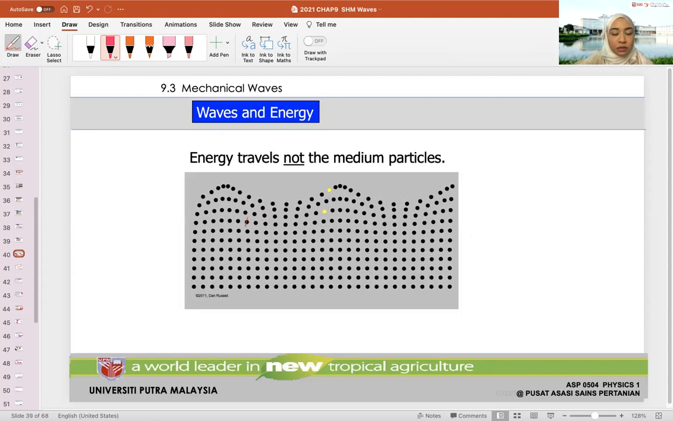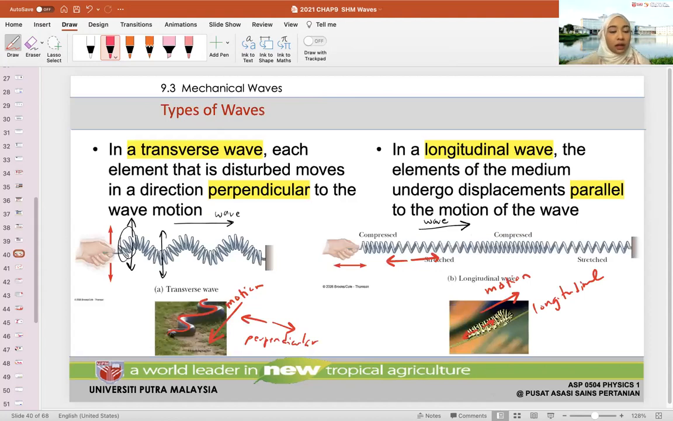If the particle is moving up and down, it is a transverse wave because the particle motion is perpendicular to the wave motion. And for a longitudinal wave, the particles go left and right, compression and stretching, and the wave motion is parallel to the particle motion.